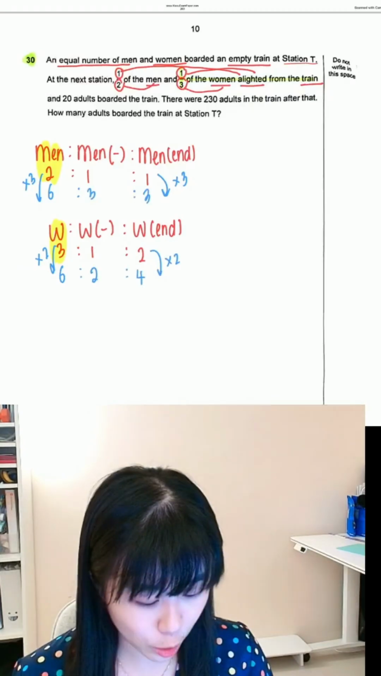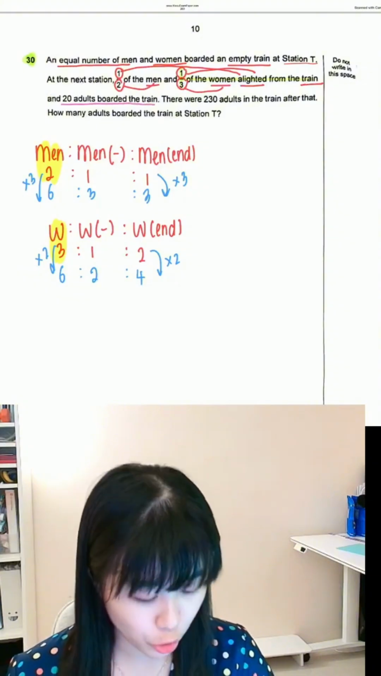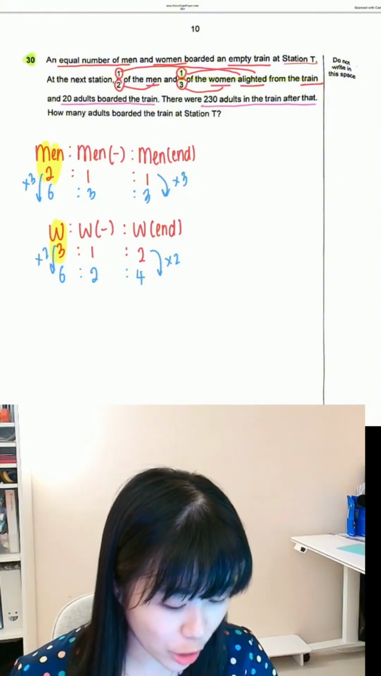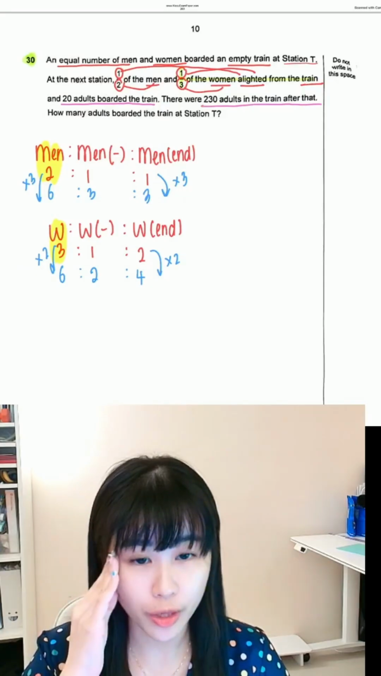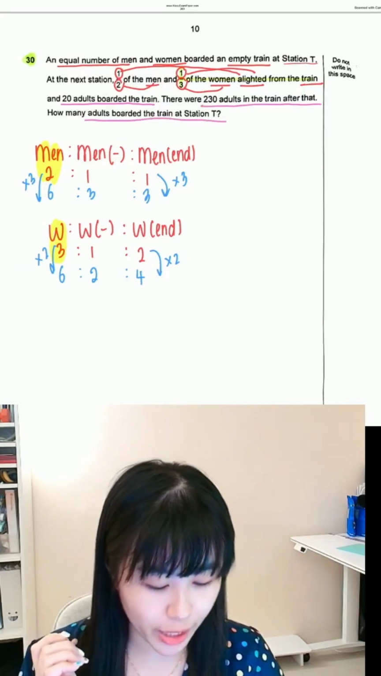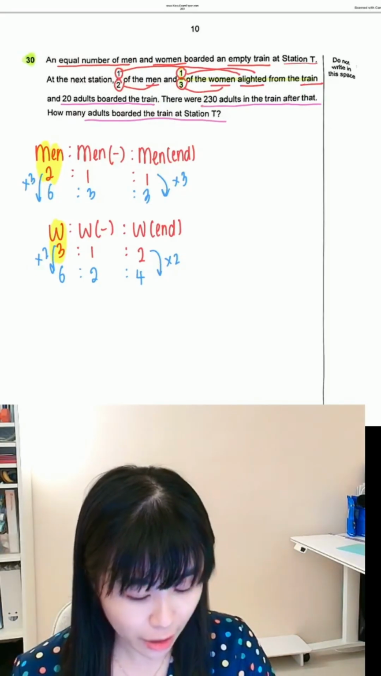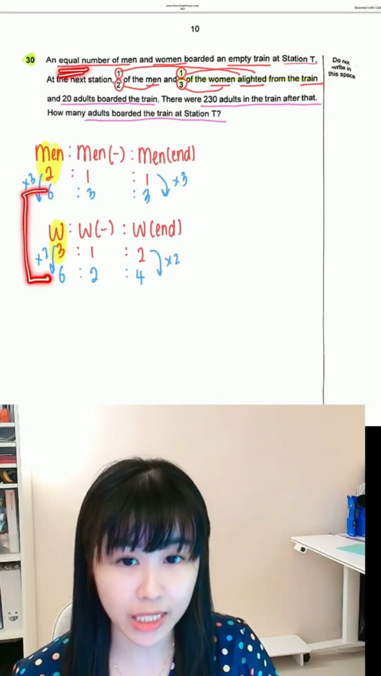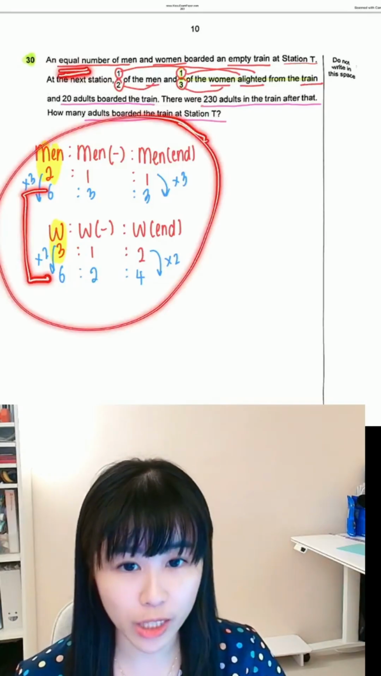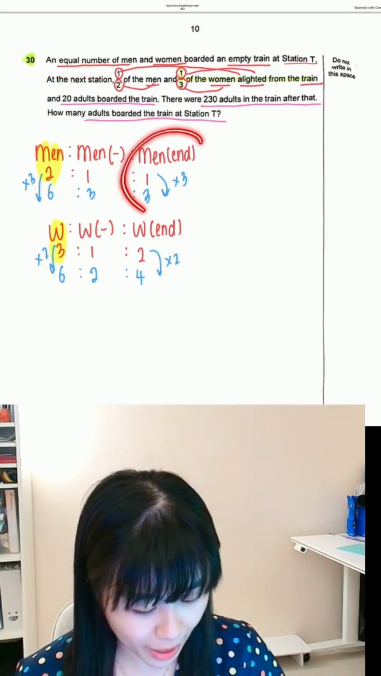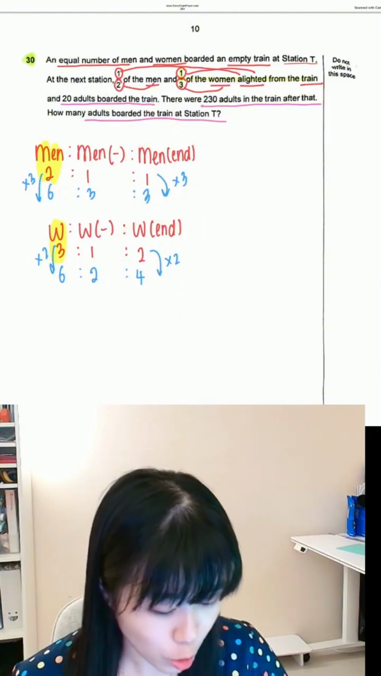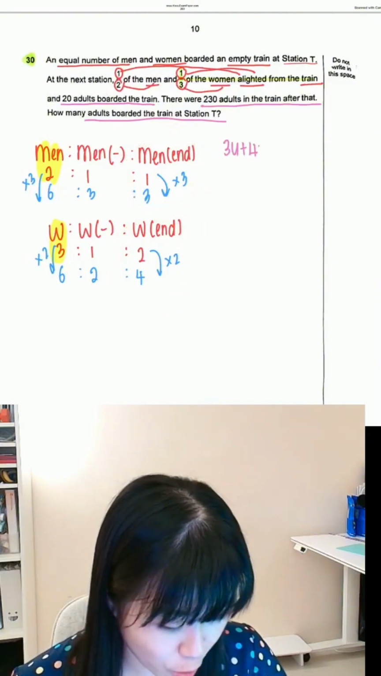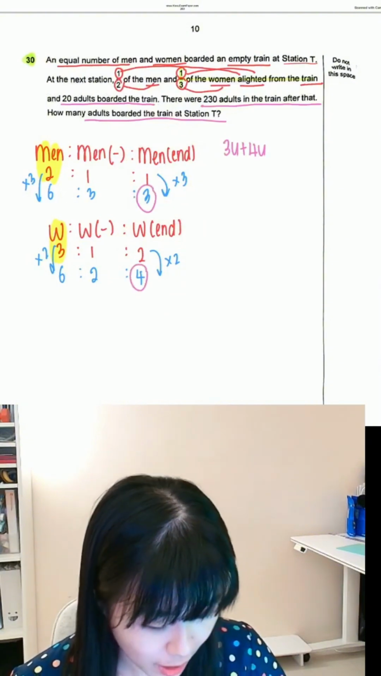Now we look at the next clue. 20 adults boarded the train. Now you're left with 230 adults in the train after that. How many adults boarded the train at station T? Since I already link up this and this, right, I make men and women the same already because they say it's equal. Means I can treat everything as units already. In the end, the units I'm looking at men 3 unit and women 4 unit, right? So 3 unit plus the 4 unit, the men and the women is 7 unit.